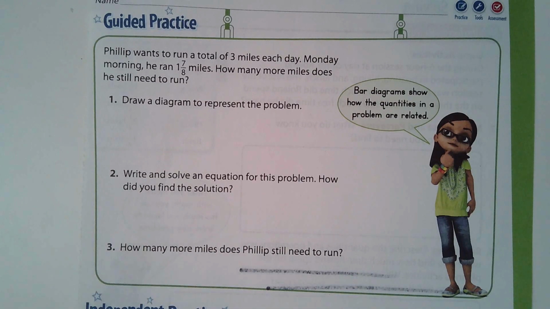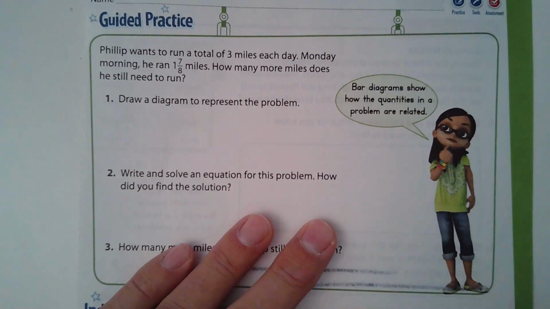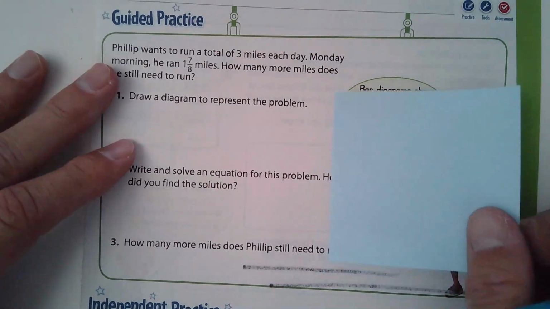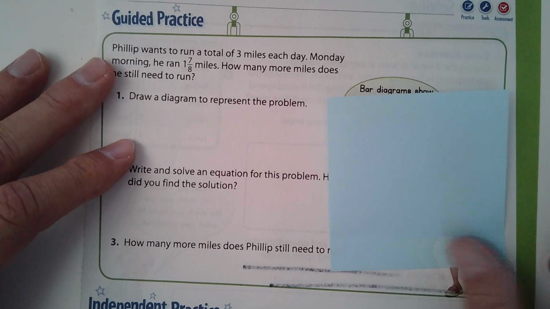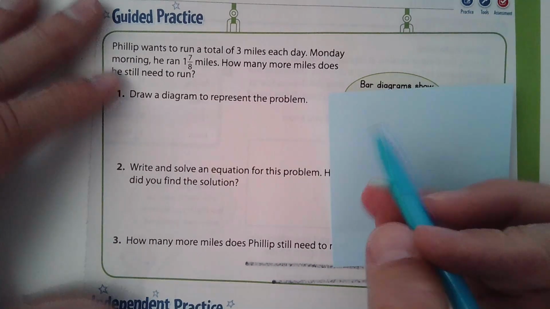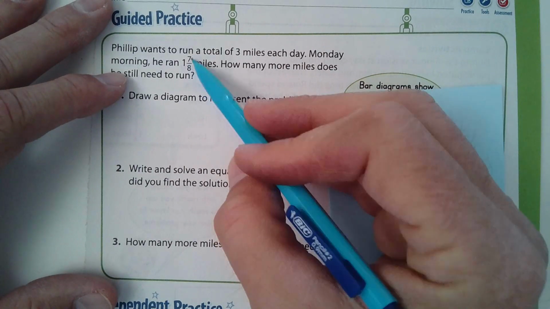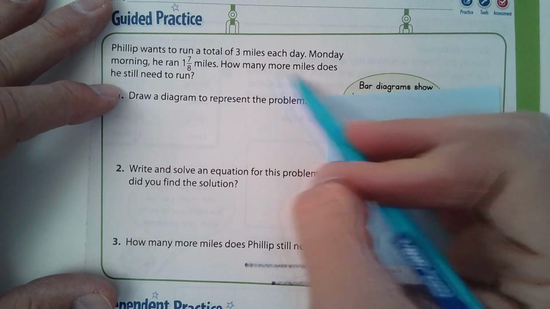Okay, so we're at the guided practice. This is 7-12. It's on page 315. And I'm looking at the guided practice. Philip wants to run a total of 3 miles each day. On Monday morning, he ran this far, 1 7/8 miles. How many more miles does he still need to run?